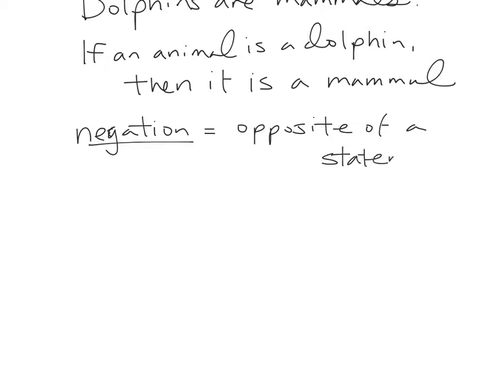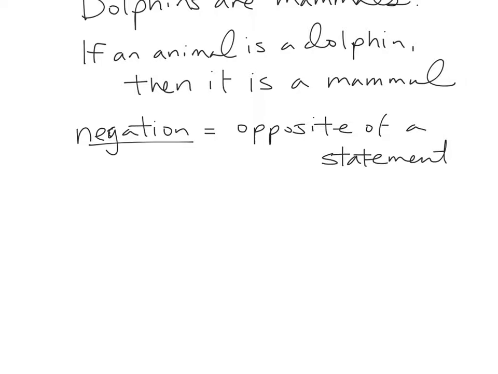So if I said something like, the sky is blue, the negation of that would be the sky is not blue, right? It's just saying the opposite of whatever the statement said. So what if I said, it's not cold outside? What would the negation be? It's cold outside, okay? So you're just saying the opposite with a negation.